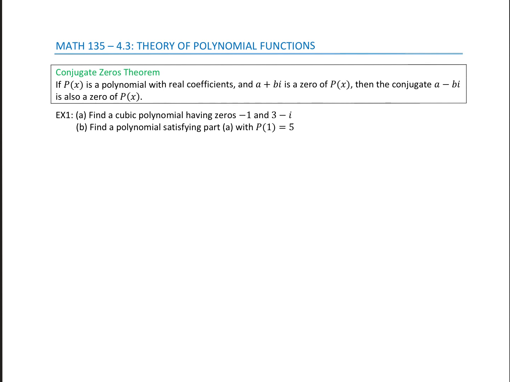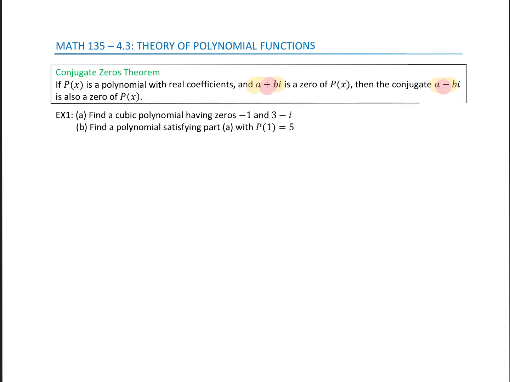So if p of x is a polynomial with real coefficients, and a plus bi, a complex number, again, as a reminder, this is the complex number form, is a zero of p of x, then the conjugate, a minus bi, notice the difference is just the sign, must also be a zero of p of x.